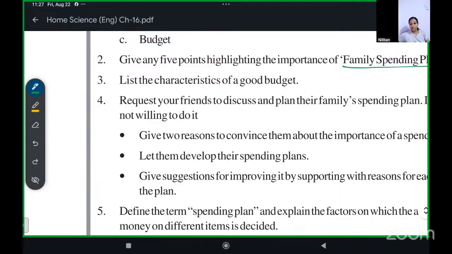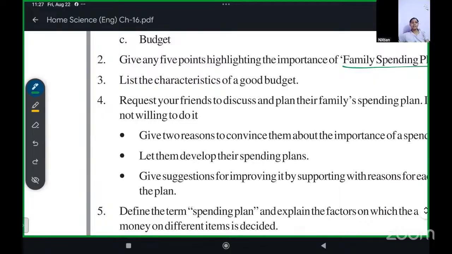Then, what else is a good budget? A good budget is where you are spending on the important things, where the allocation of funds is correct, where your allocation of funds is accurate. It means that the amount you're writing in the budget, that much only you're spending. Accurate allocation you have to put.